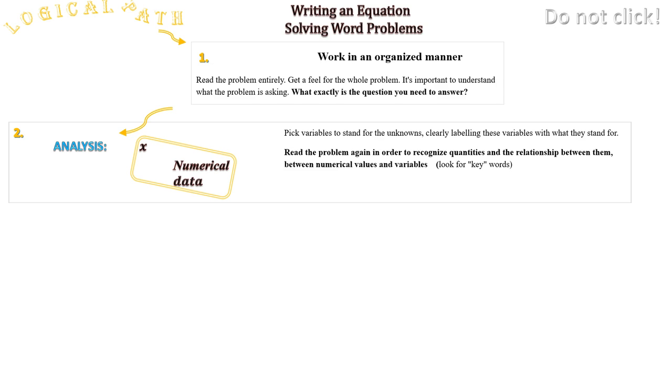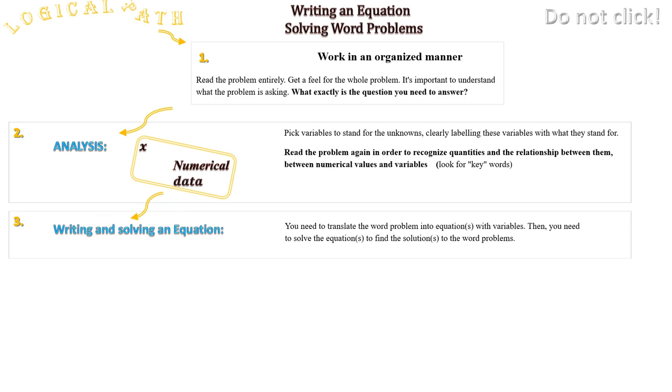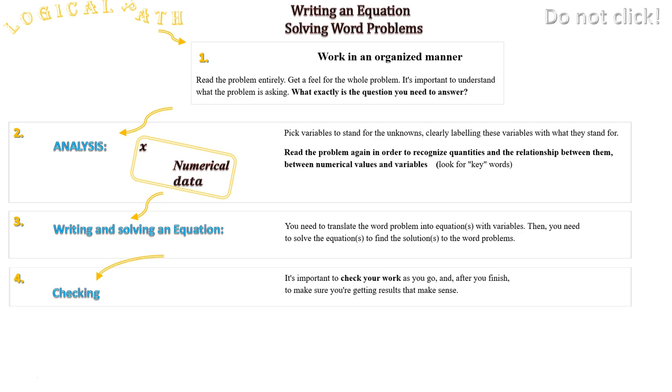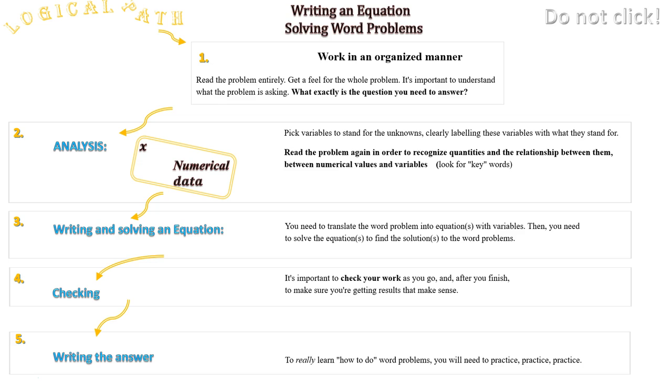After that, you will be ready to translate the word problem into an equation with variables. And then you have to solve this problem. It's important to check your work as you go, and after you finish, make sure you are getting a result that makes sense. And finally, you are ready to write the answer. But please remember, to really learn how to do word problems, you have to practice more and more and more and more.